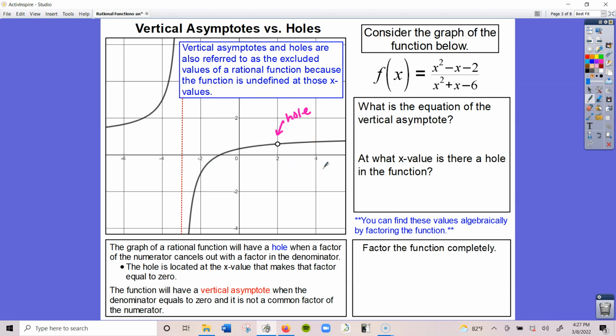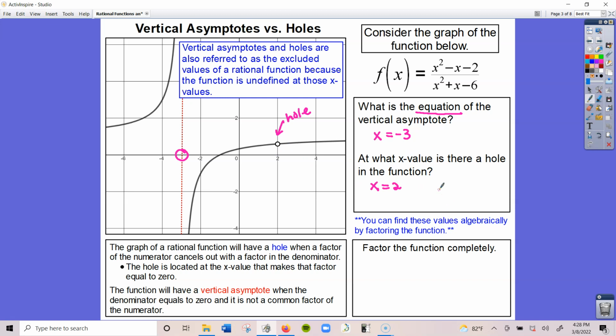Now, just from the graph, like I said, what is the equation of the vertical asymptote? Vertical asymptotes are lines, so we need to write them as lines. Since it crosses the x-axis, I look at the x value that it crosses, which is at x is equal to negative 3. And in terms of the hole, we have the hole at x is equal to 2.